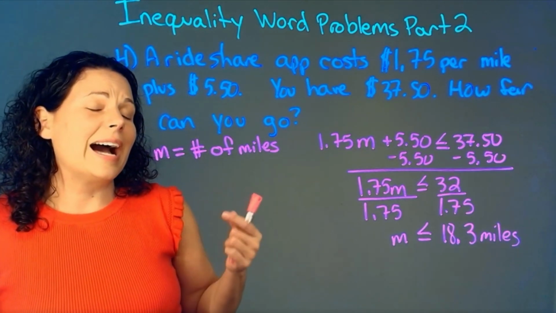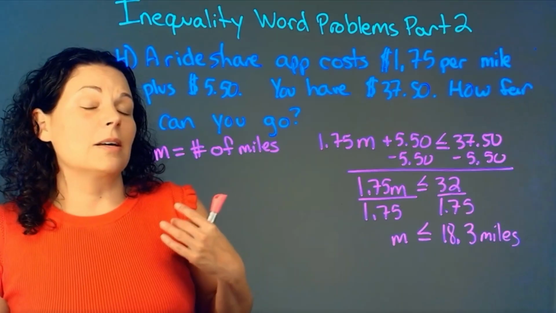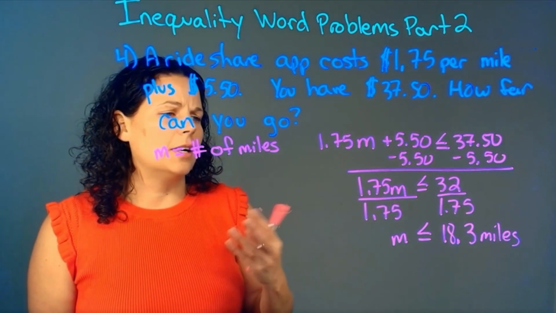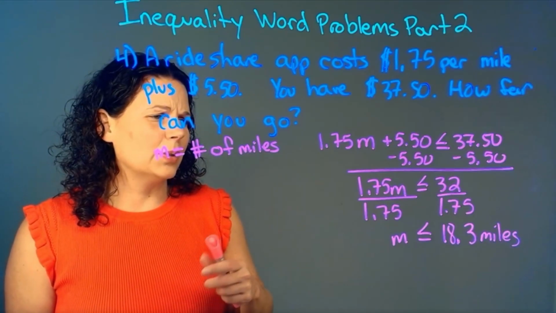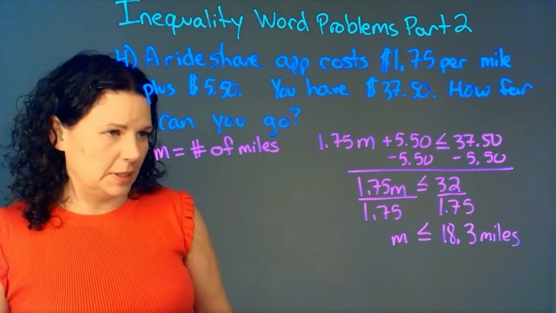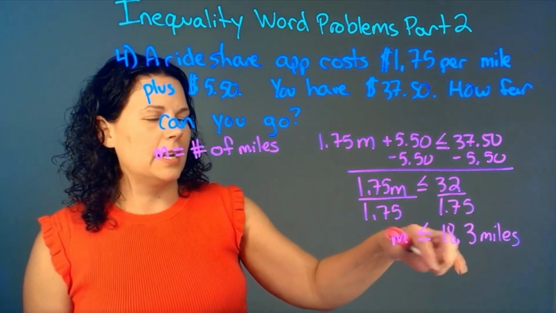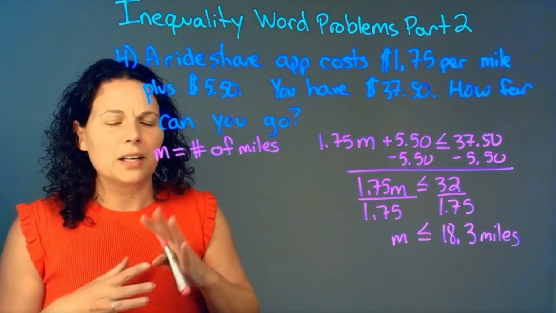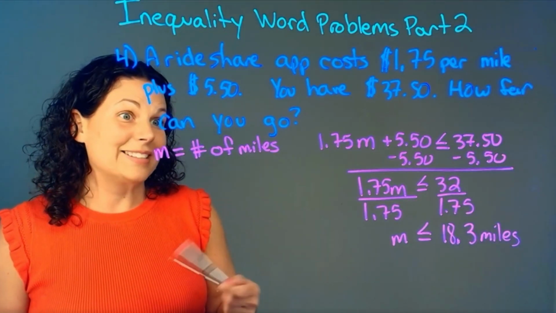It could ask us a couple of different ways. What is the farthest you could go? 18.3. It could even say, could you go 15 miles? Yes, I can go 15 miles. M is less than 18.3. So read the question asked. It can vary depending on what your teacher's looking for. But that's how you set that one up.